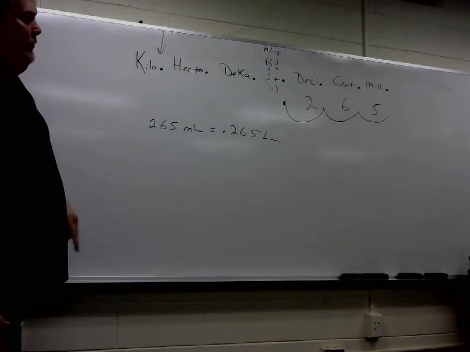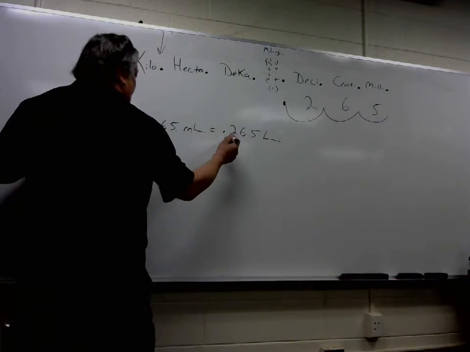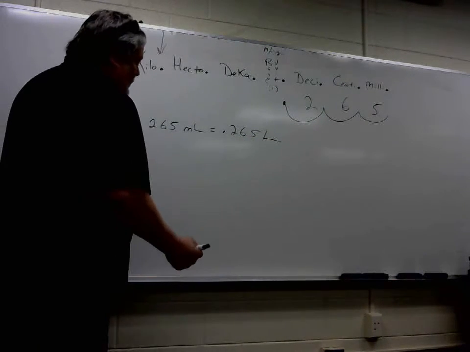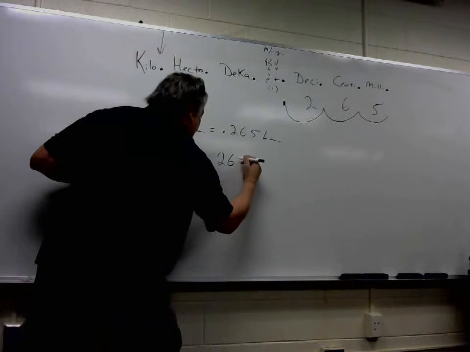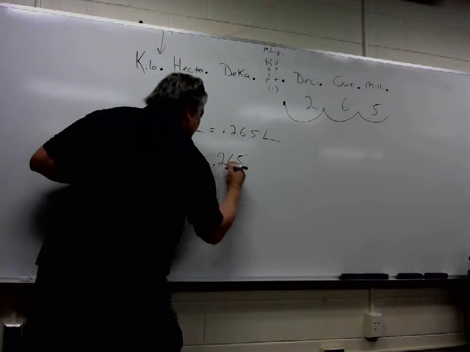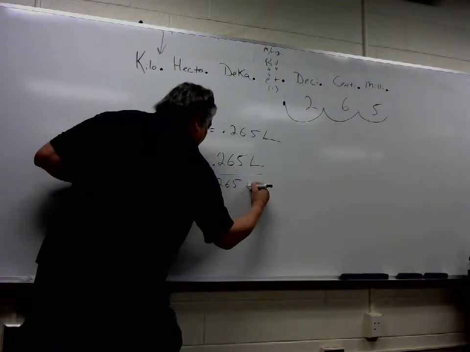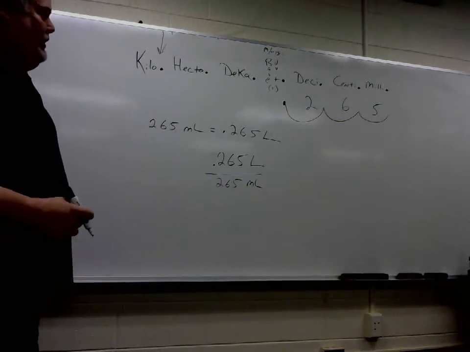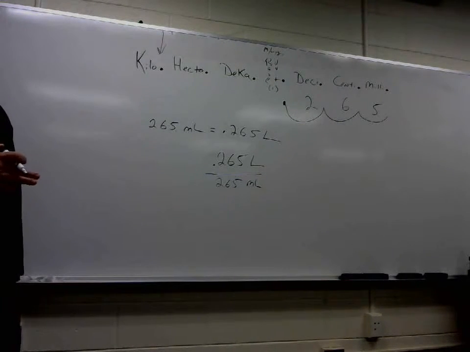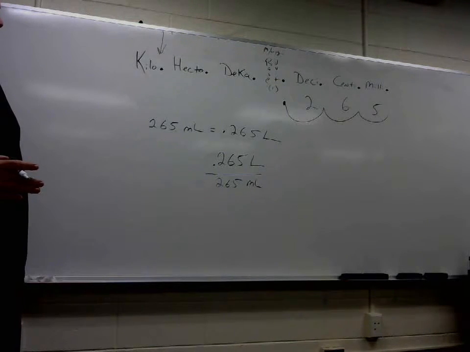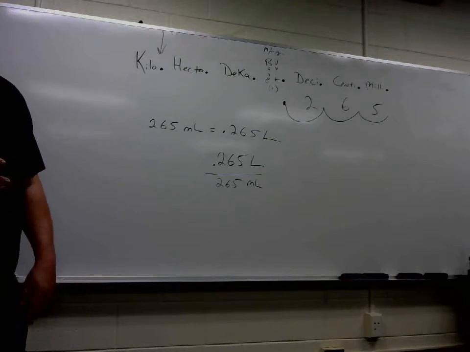So take this problem, for instance. We found that 265 milliliters is equal to 0.265 liters. We're not done. We need to be able to write that 0.265 liters is equal to 265 milliliters. Okay? This is a conversion factor that we created. But if you are doing metric to metric conversions on a test, you're not going to use 0.265 to 265.